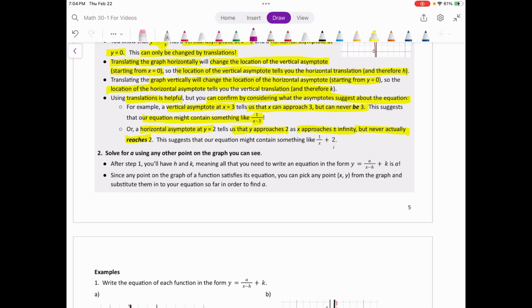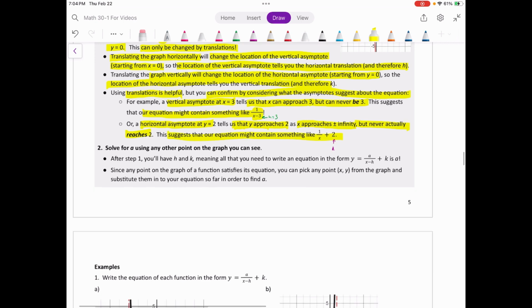And notice that kind of tells us, oh yeah, k could be 2, right? Or here, h could be 3. So it kind of checks out, right? Not only looking at where it ended up and thinking of it as a horizontal or vertical translation, but also just thinking about what the equation tells us about what those values would mean, okay?